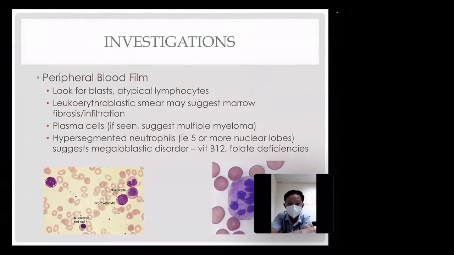So it is also, if we see plasma cells in peripheral blood film, then this is most likely multiple myeloma, because plasma cells should not be seen in a peripheral blood film. And also in certain cases where we see hypersegmented neutrophils, like the picture on your right, where we have 5 or more nuclear lobes, then this suggests megaloblastic disorder, which can be seen in B12 and also folate deficiencies.